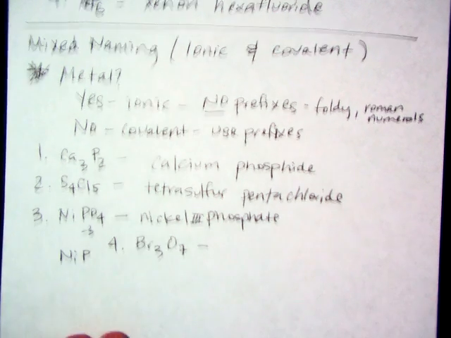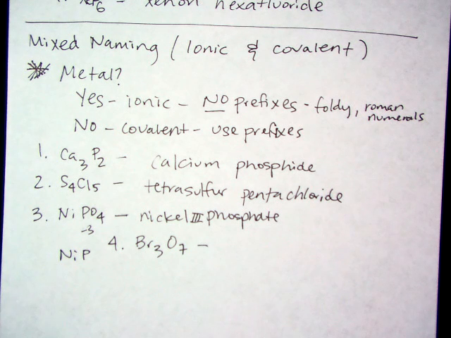Name that, BrO7. Figure out if it's ionic or covalent. It sounds like you already figured it out.